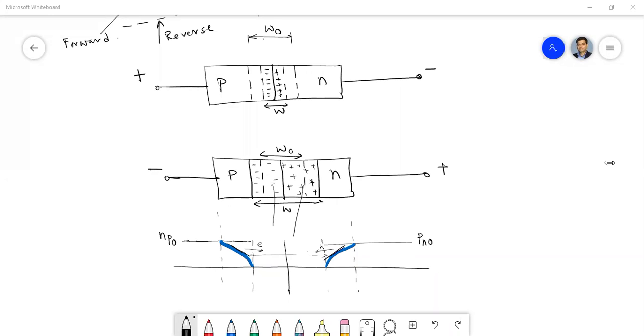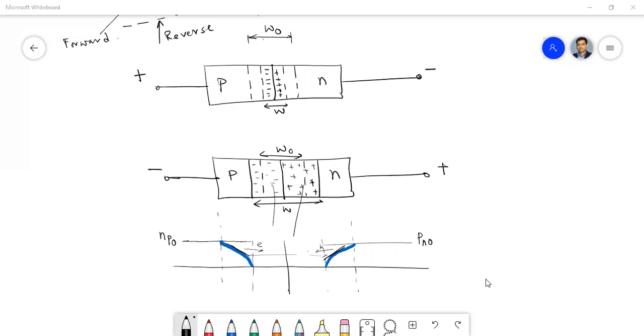So anyway, have you understood this point? How the reverse or the leakage current flows? Yes. So any doubt?